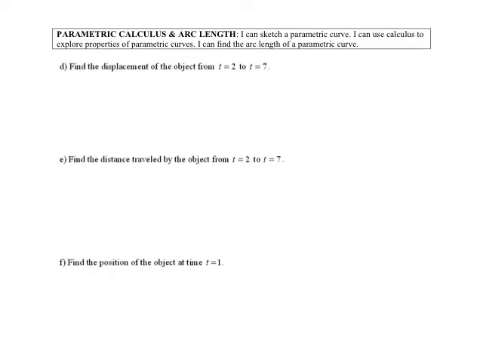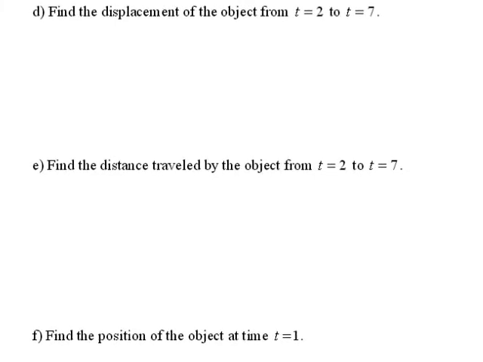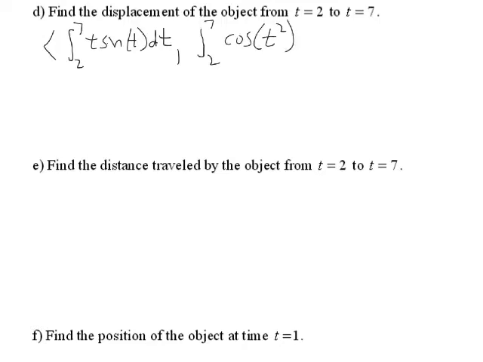All right, part D. Looks like we're still using the same setup, but now we're trying to find the displacement from time 2 to 7. So our displacement, if we go back and look at our first page for day 4, displacement is going to be the integral from time a to time b of x prime of t. So there's our x displacement and our y displacement. We do the same thing from 2 to 7 of y prime of t, cosine of t squared, dt.